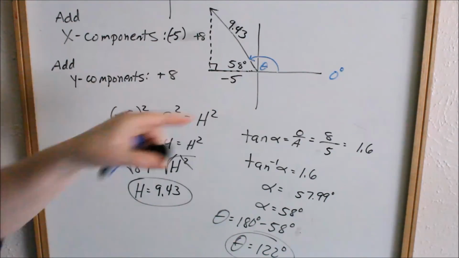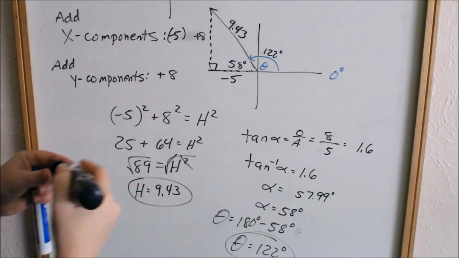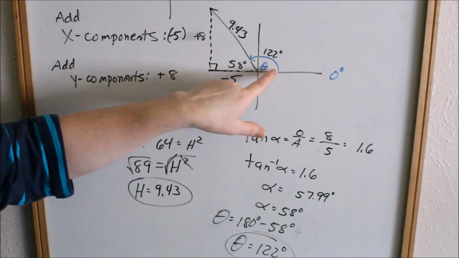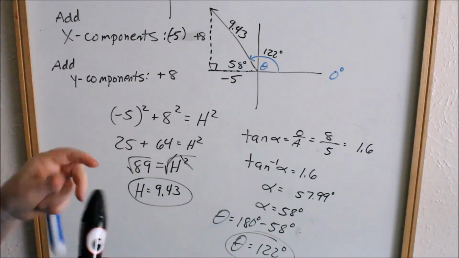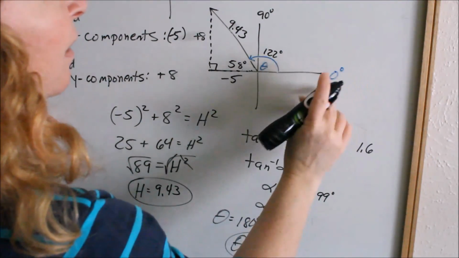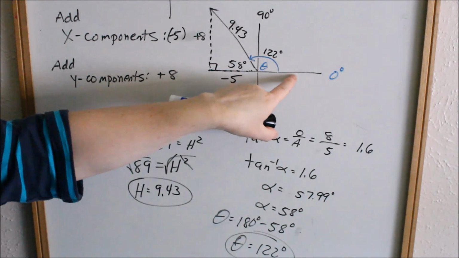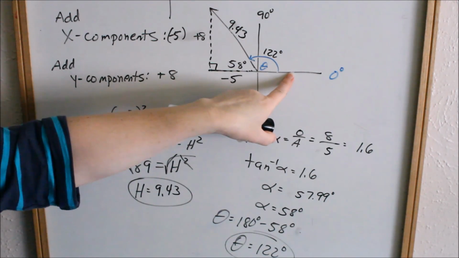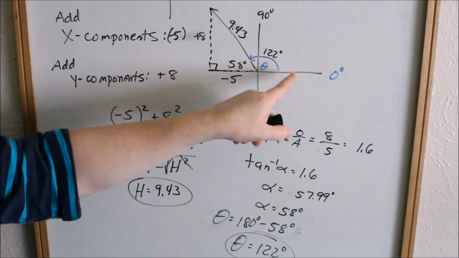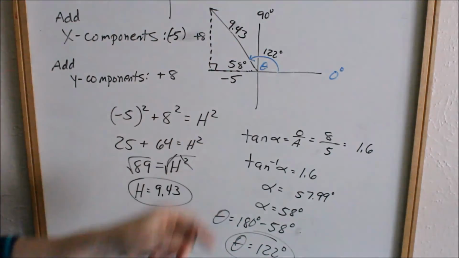Okay, so back in my picture, this angle is 122 degrees. It should be bigger than 90. It is an obtuse angle, so it should be bigger than 90 because here's 90 right there. If this was labeled, this is 90 degrees. This is 0. So we want the angle measuring from 0 degrees. So now we know when you add those two vectors, you will get a direction of 122 degrees and then a length or magnitude of 9.43.